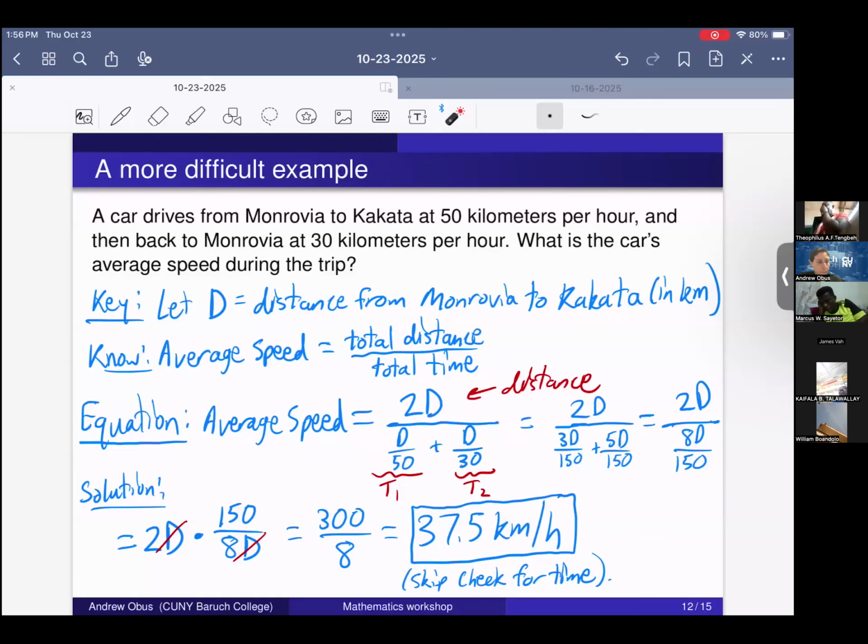Okay. Thank you. And that's why if you're not carefully writing down your key, then you run the risk of making this mistake, where you say, oh, the distance is D. And then you'd end up getting an answer that's half of the correct answer. You'd get 18.875 kilometers per hour, which is too slow. All right, questions?